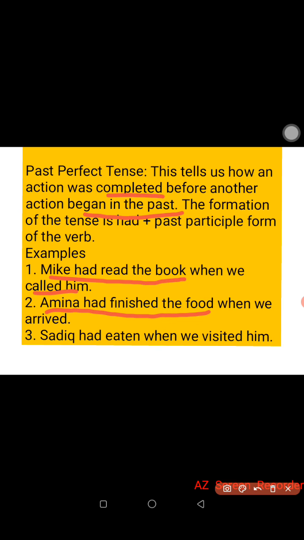Example 3. Sadiq had eaten when we visited him. Sadiq had eaten is an action that is complete before another action. So that is what we are saying.